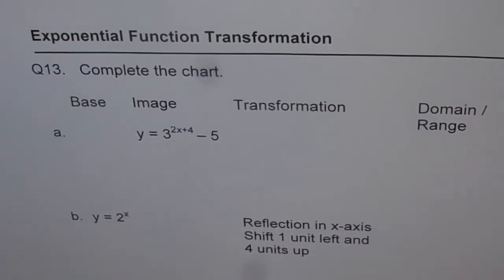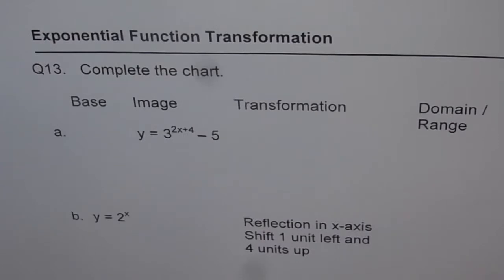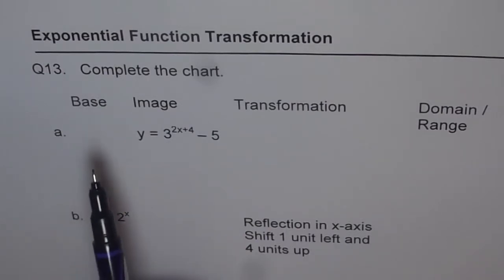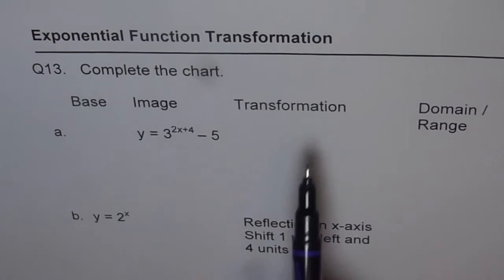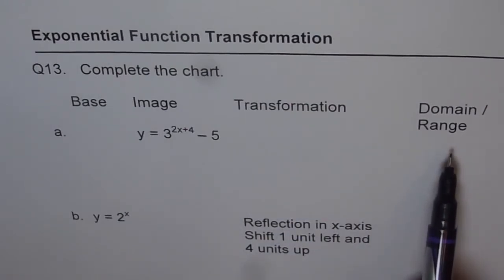We are almost at the end of the test preparation. Here is question number 13, which is on exponential functions transformation. Complete the chart below. So we have a table here whose columns are base, image, transformation, domain and range.